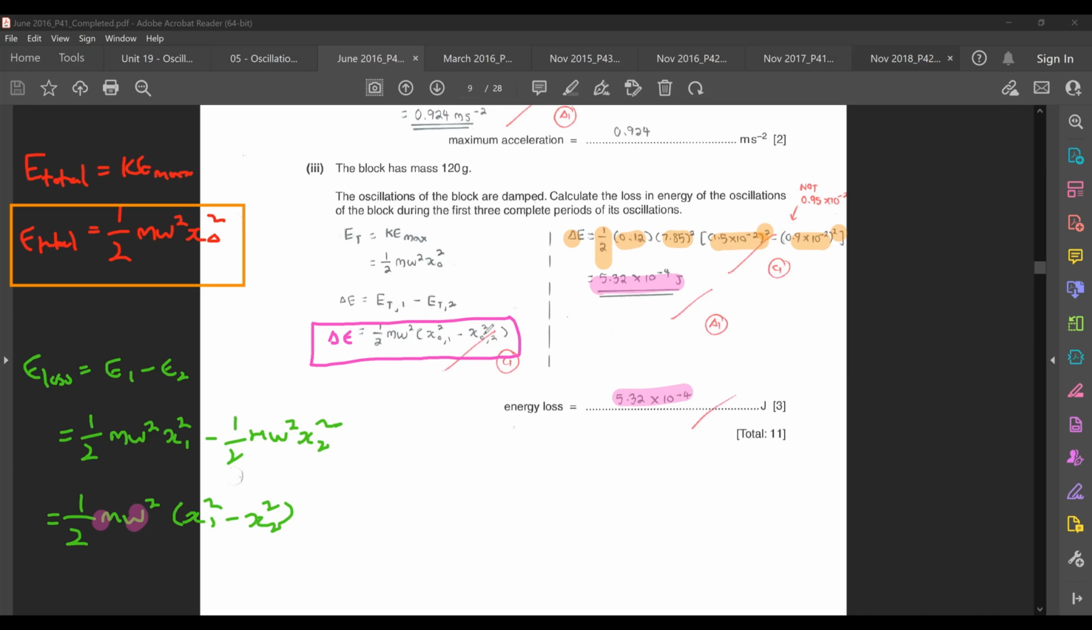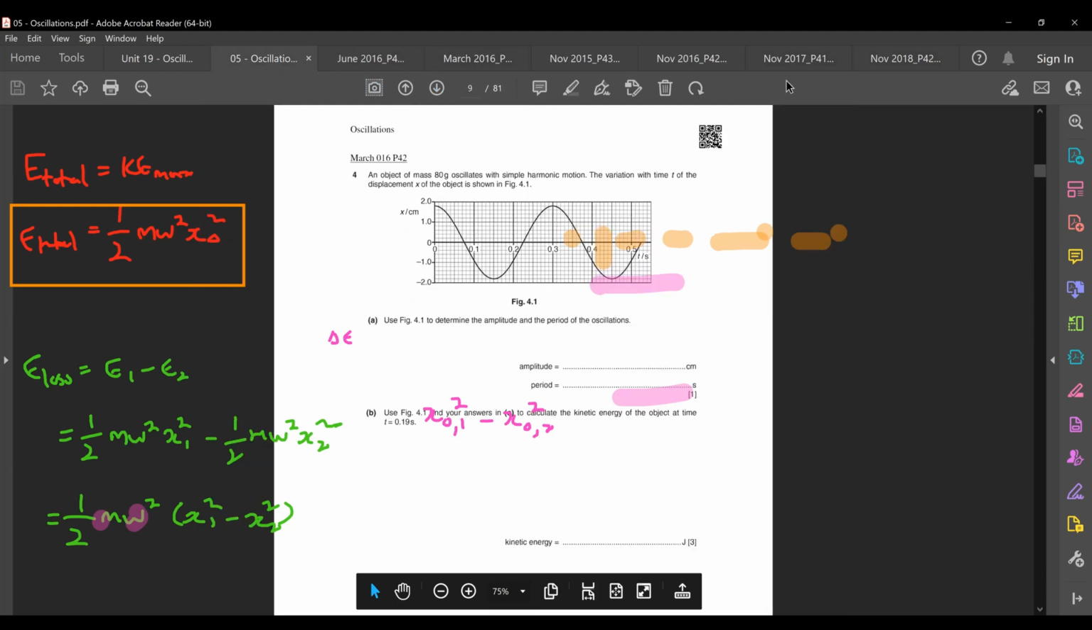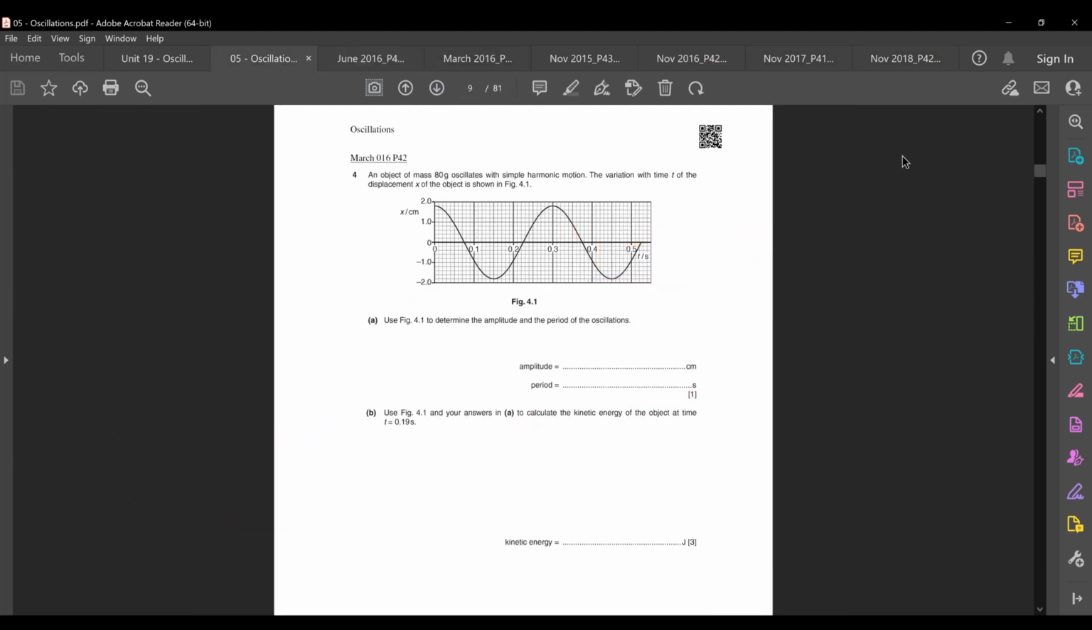In my case, I use x naught 1 square minus x naught 2 square. But here I just put an x1 and x2. It doesn't matter, okay? You can use whichever form you like. It's just that my labeling sometimes changes with time, right? So if you're okay with this, we just do this other short question on page 9 first.